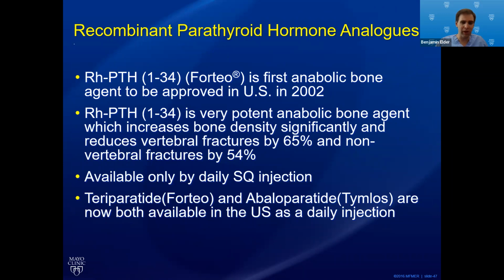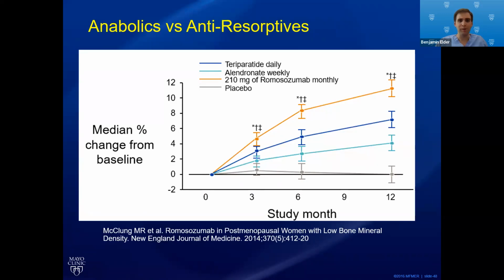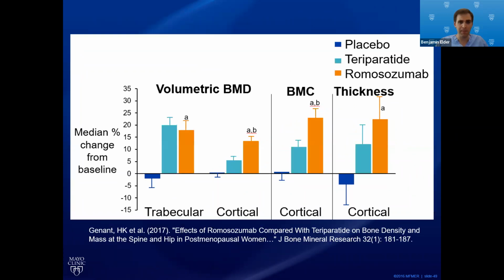And Tymlos, or abaloparatide, is a similar formulation that's been out for about 5 or 6 years now. This is just comparing the median percent change from baseline in bone density for romosozumab versus teriparatide and the bisphosphonates. You can see romosozumab, or Evenity, actually has the most significant increase from baseline. So this may actually be the most effective drug we have now, which is one of the newer ones. So we don't have quite as much data yet.